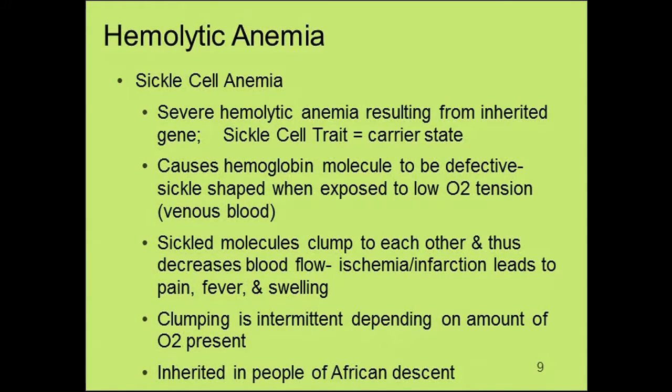It comes from an inherited gene, has to come from two parents that have the sickle cell trait. Okay, so if one has it and one doesn't, then, I'm not getting into all the genetics, but if both parents are carriers, then their offspring will have sickle cell. A lot of people can have sickle cell trait, and that just means that they are a carrier, but they don't actually have the disease. Okay.